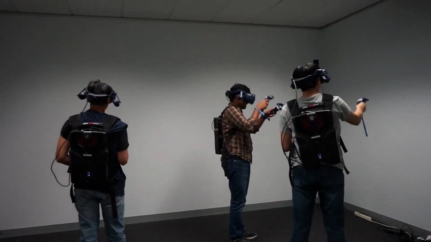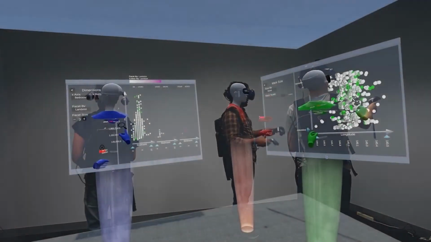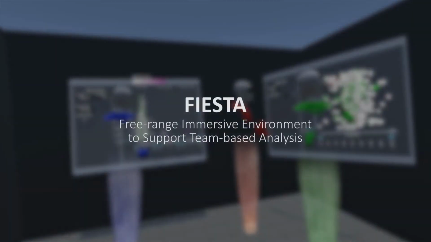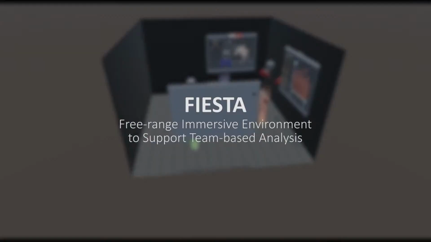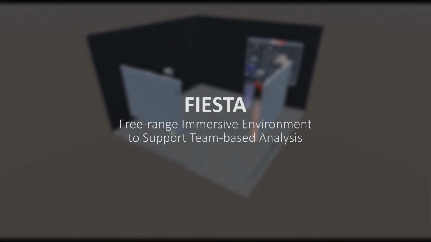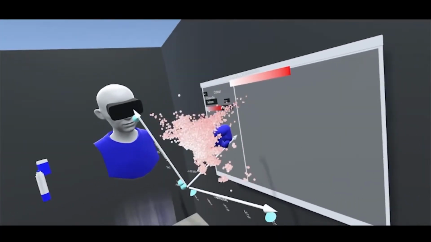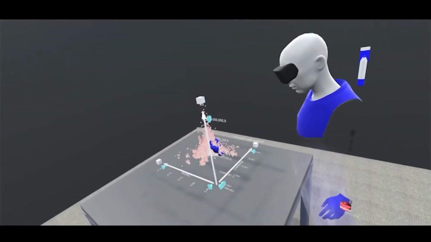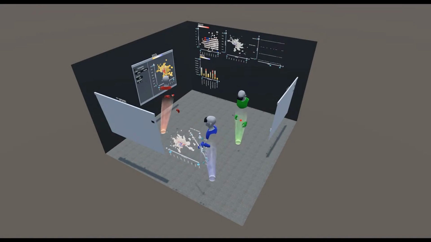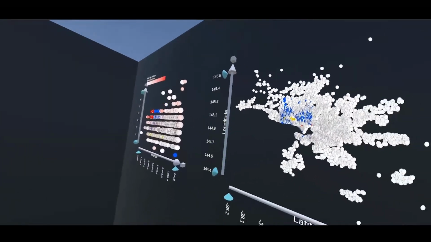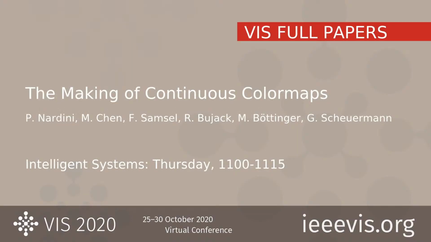We present an exploration into co-located collaborative immersive analytics in a prototype called Fiesta, the free-roaming immersive environment to support team-based analysis. The prototype allows groups of users to visualize and explore their data in a room-scale environment, which we used in an exploratory study involving 10 groups of 3 participants. We focus on the roles which 2D surfaces have, as well as how users leverage the 3D space during both individual and collaborative work.